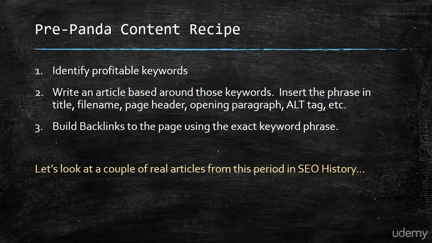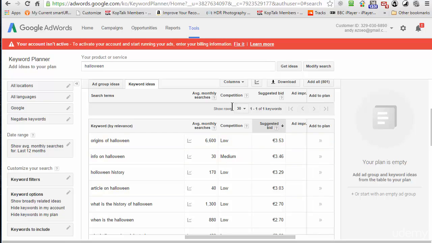In the early days of Google, it was very easy to rank pages, and pre-Panda, the recipe was simple. You would identify profitable keywords. You'd then write an article based around those keywords and insert the phrase in the title, file name, page header, opening paragraph, alt tag. You'd probably make sure you had the phrase a certain number of times, so let's say a density of 3 or 4%, and then you'd build backlinks to the page using the exact phrase as the backlink anchor text.